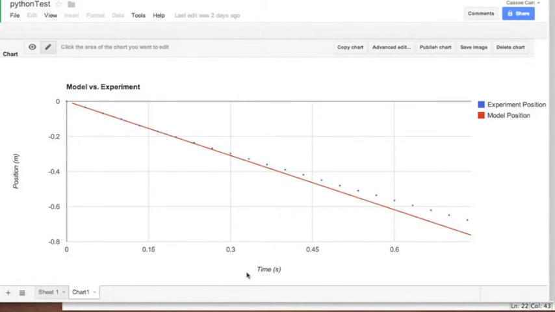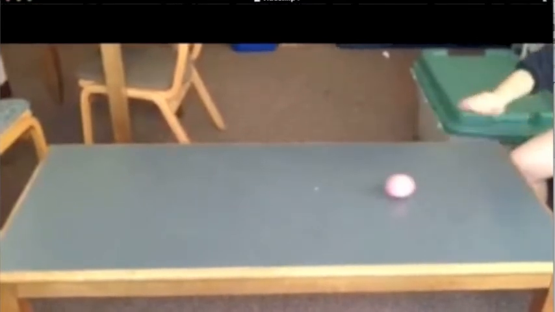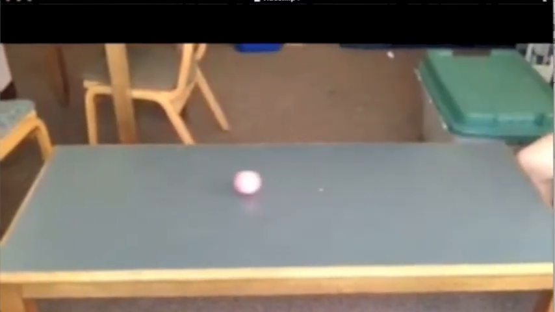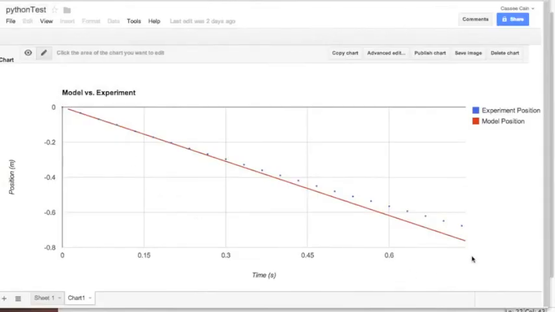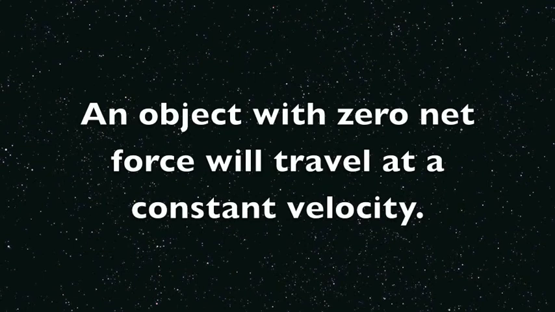Perhaps the initial velocity calculated using Tracker was not an accurate assumption since the ball is started by a push. This could mean that the velocity at the beginning of the video is higher than the constant velocity through the rest of the video. This would offset the expected motion slightly. In conclusion, we saw how Newton's second law can be applied to a real object and how net force of zero affects the motion of an object over time.